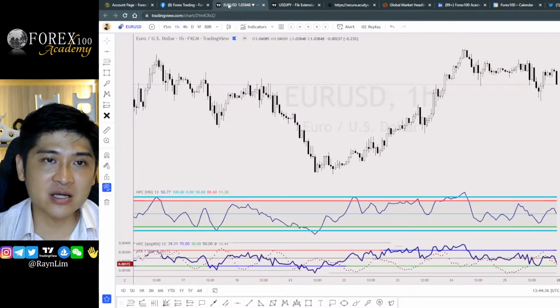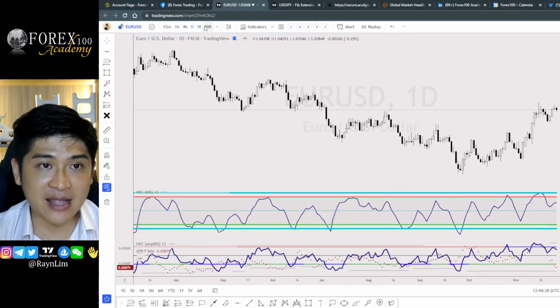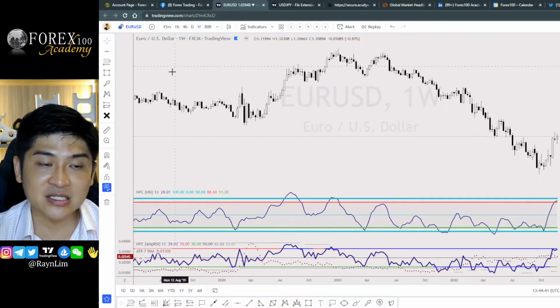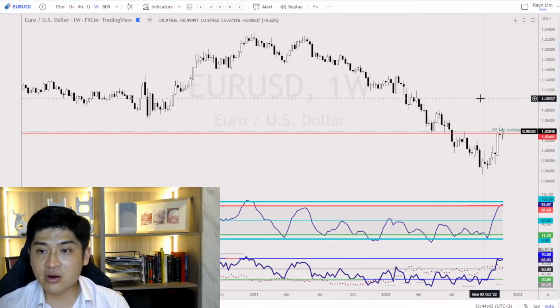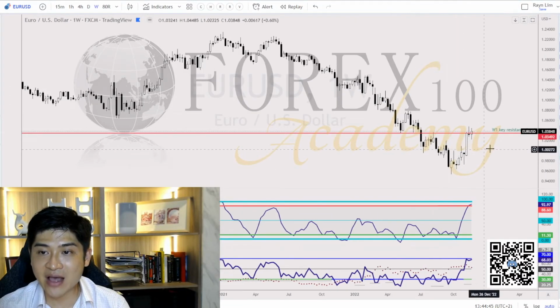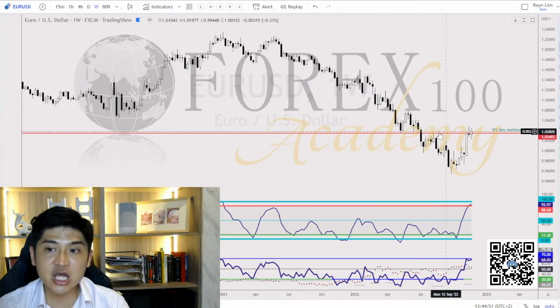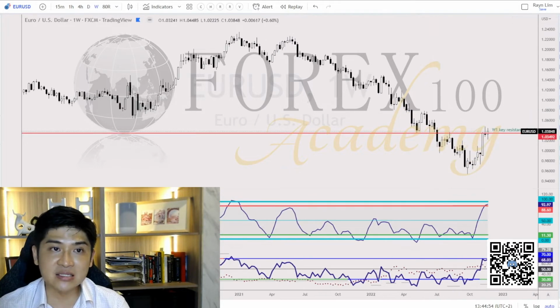So let's head back to our weekly chart, and let me share with you my analysis for this week. Over here we are still in the key resistance area. As I've mentioned, the candlesticks didn't break and close above this high at 1.0480 based off the weekly chart, so the weekly resistance still stands.